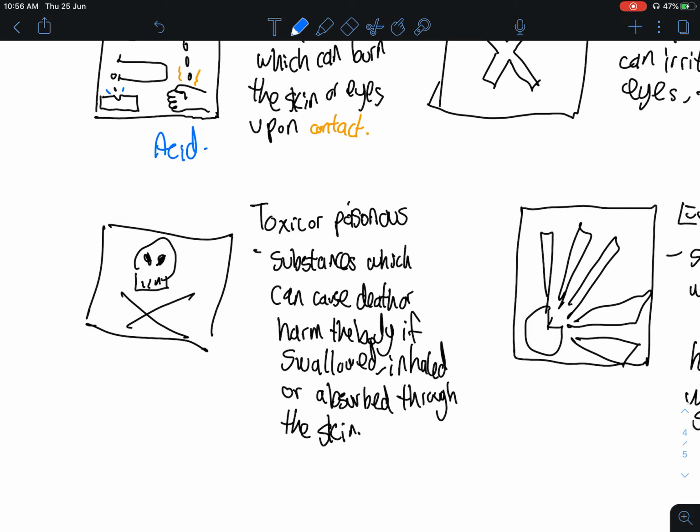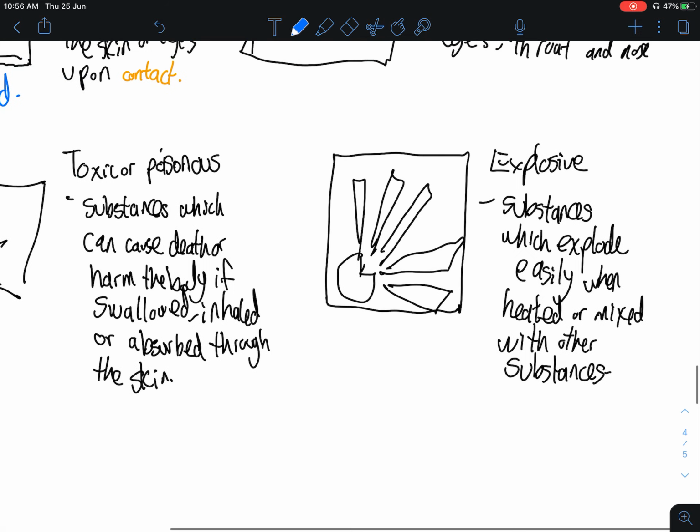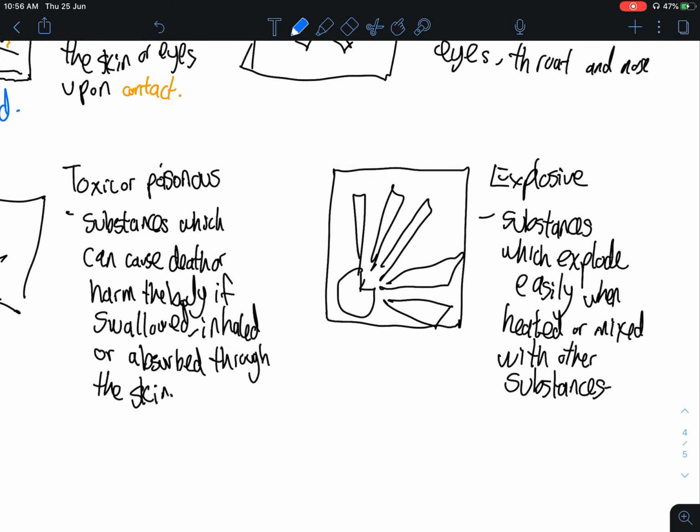I don't think in the science lab you will be able to see things like this. But please, if you ever see something like this, you have to listen to your teacher's very clear instructions. You don't play with it. Next, we look at explosives. So explosives are basically substances which can explode easily when heated or mixed with other substances. So for example, you know your petrol bomb? You see something like this.